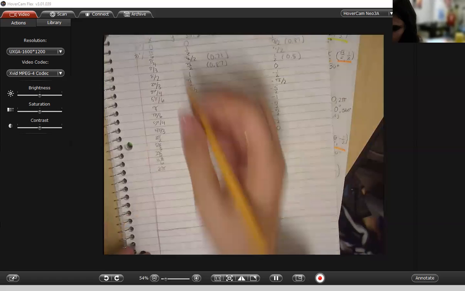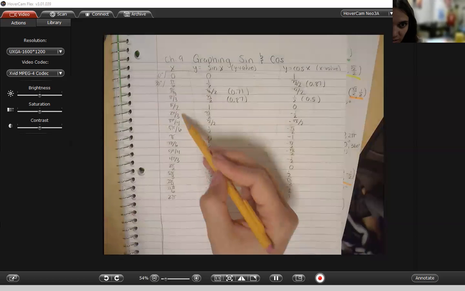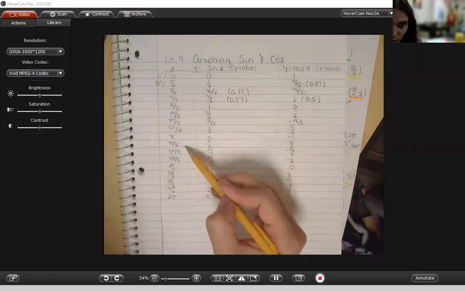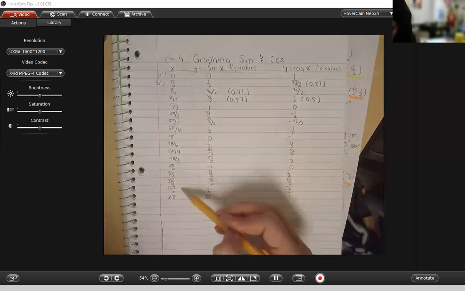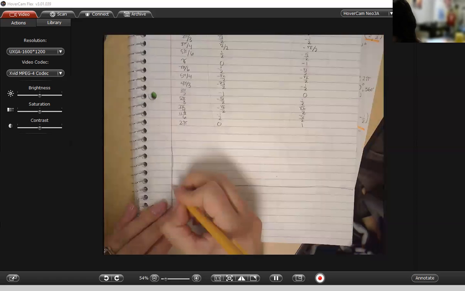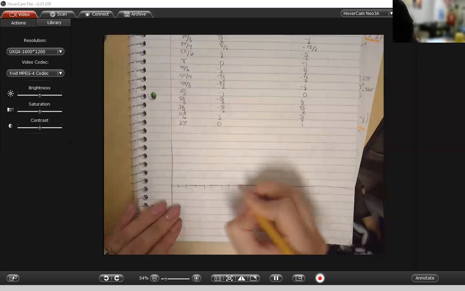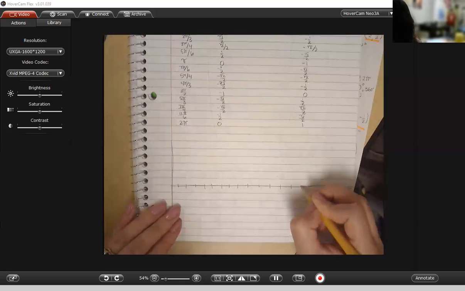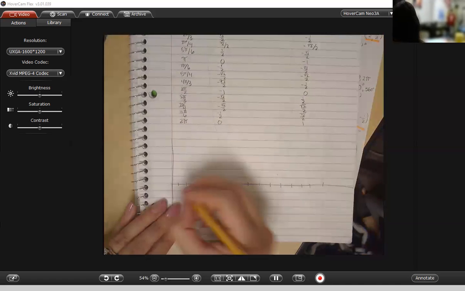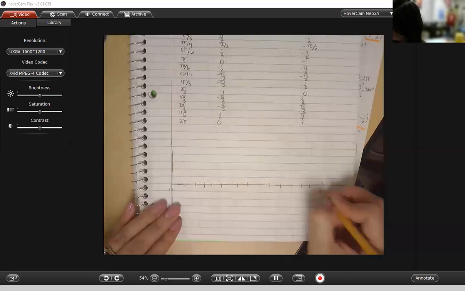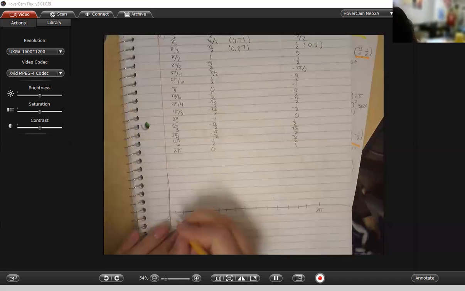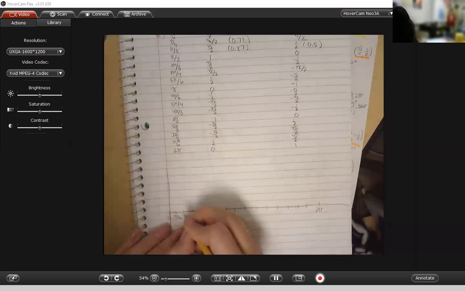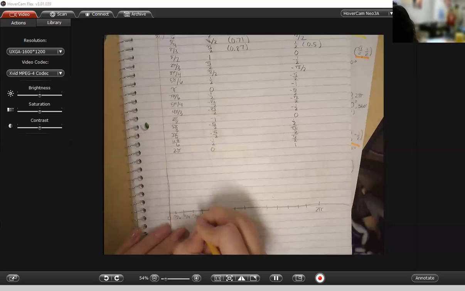How many points is that? 1, 2, 3, 4, 5, 6, 7, 8, 9, 10, 11, 12, 13, 14, 15, 16, 17. I'm going to label 17 points. So that is 0, and that is 2 pi. Okay, so again, I'm labeling it. I'm going to have pi over 6, pi over 4, pi over 3, pi over 2, pi.